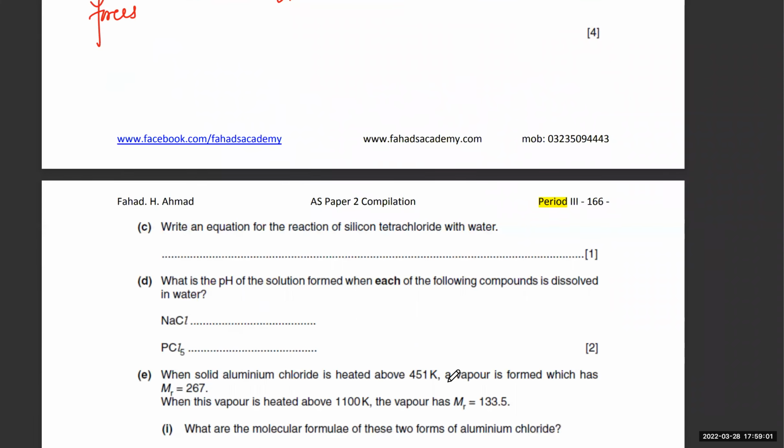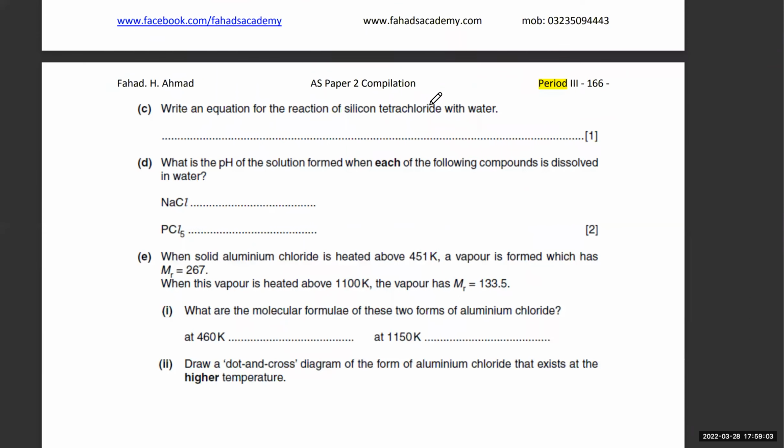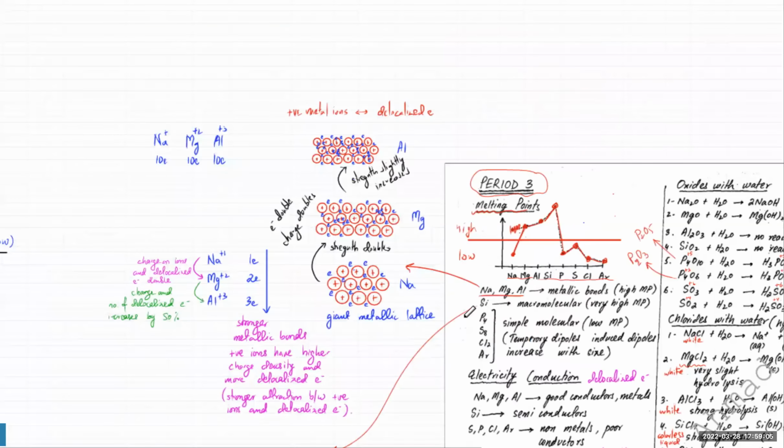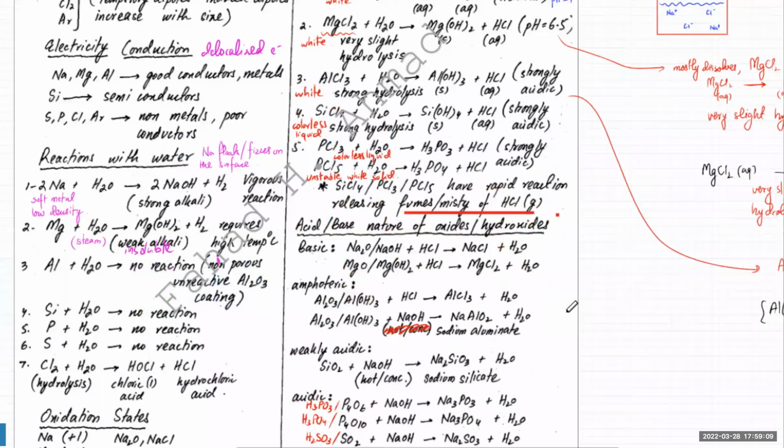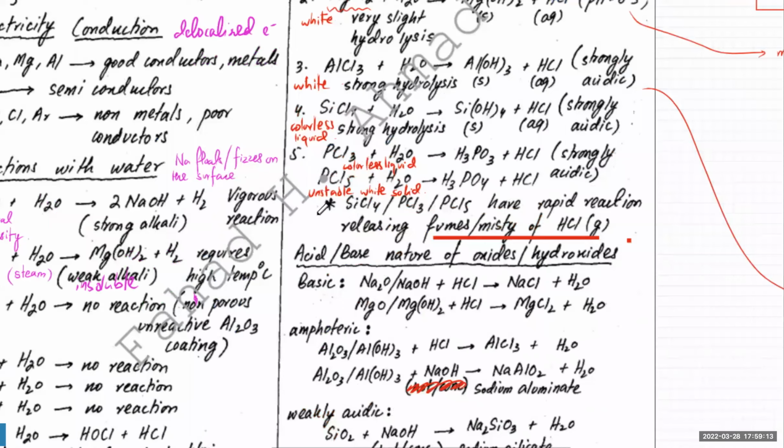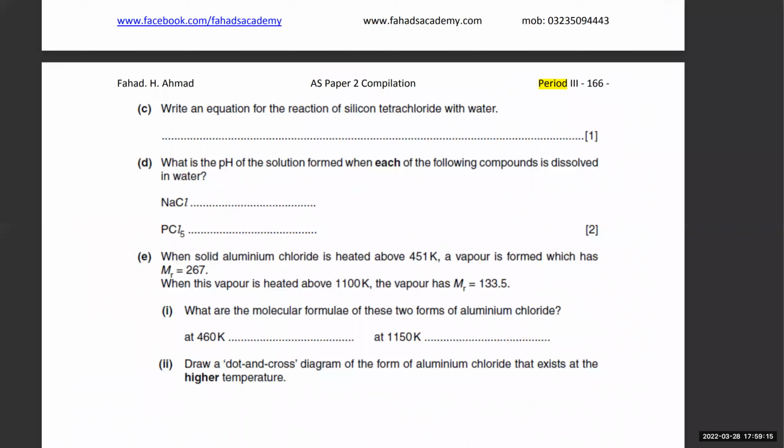So write an equation for, again, SiCl4 with water. We've already done that frequently. Okay, it's going to hydrolyze. It will form Si(OH)4 or SiO2 and release HCl. That's the reaction. It's going to be a vigorous reaction. What is the pH of the solution formed when each of the following compounds is dissolved? NaCl, nothing happens. It only dissolves so the pH is 7.